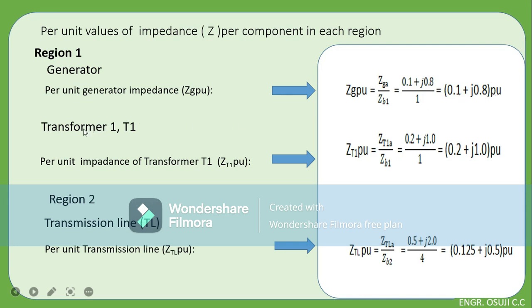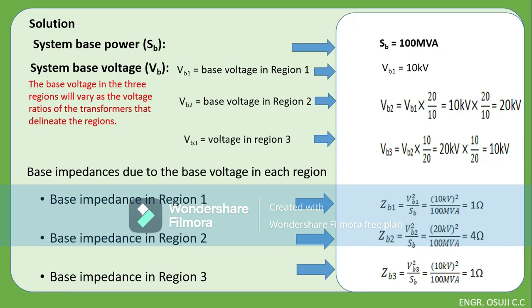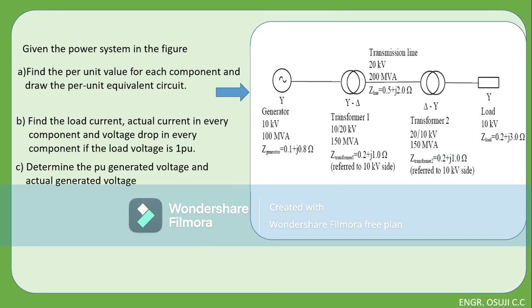Then we go to transformer T1. We are considering its primary side, which is also in region 1. Were we given the primary side impedance? Of course, we are given the primary side impedance. It is important to note. Let's go back to that sketch. Look at this. You will see this statement made here: this is the impedance of the transformer referred to the 10 kV side. Where is the 10 kV side?